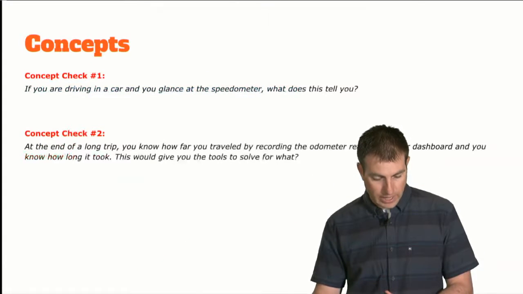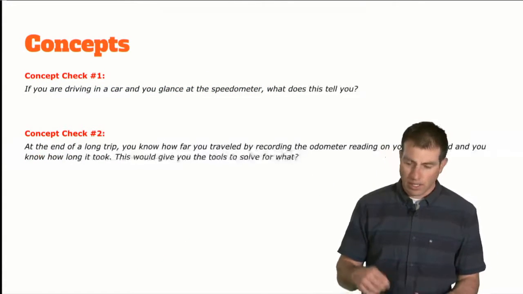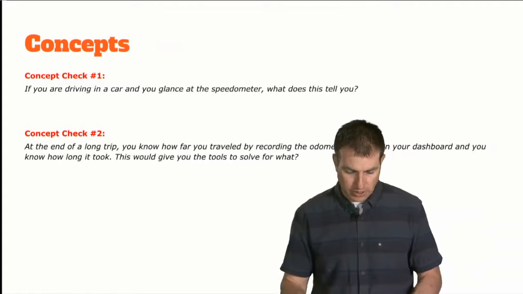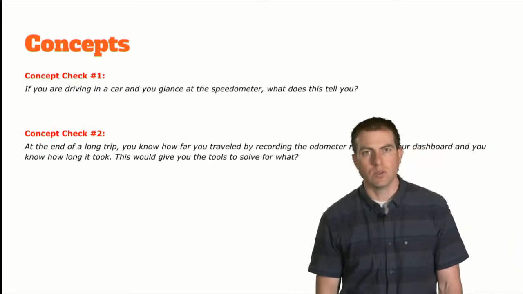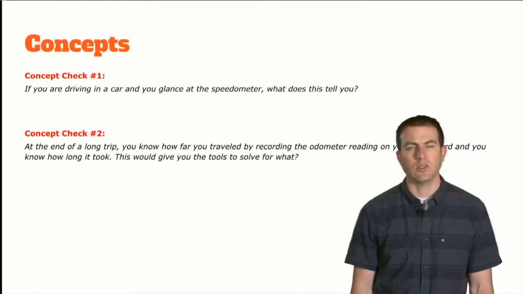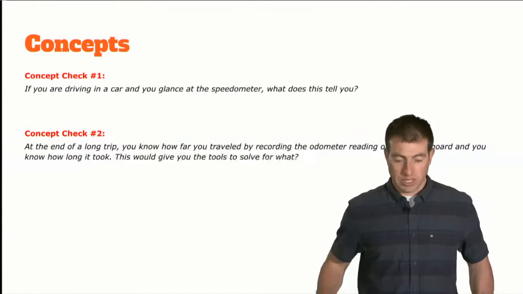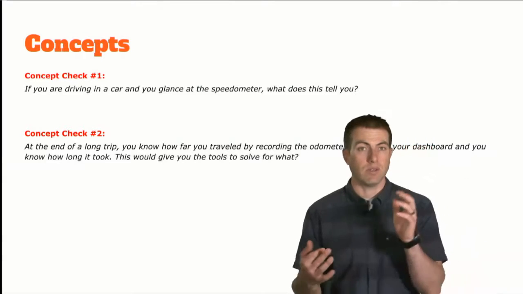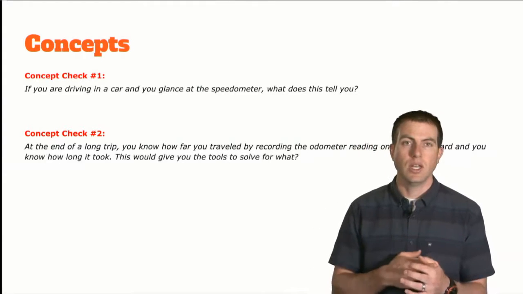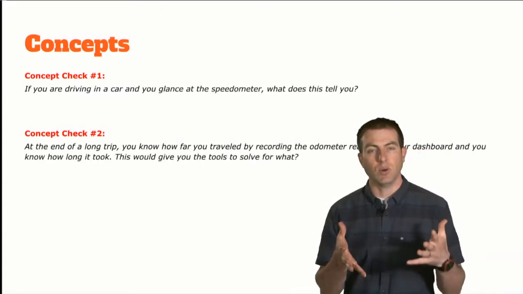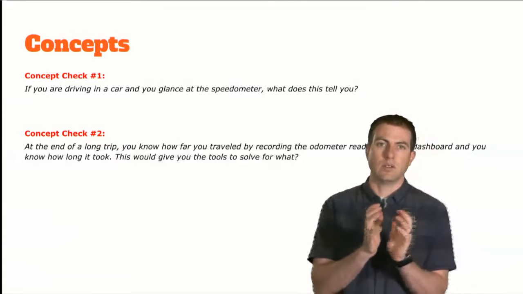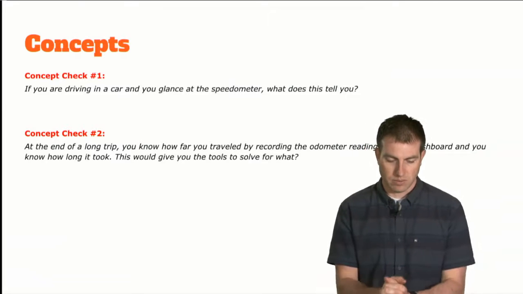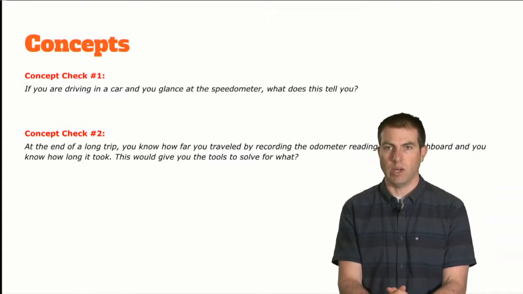So we did that. Concept check, just thinking. I'm not going to do any calculations here. If you're driving in a car and you glance at the speedometer, what does this tell you? So what is the speedometer actually telling you? Is it talking about a distance, a time, a speed, a velocity, a displacement, a position? Which one of all of our fancy vocab terms is the speedometer telling you? It kind of gives it away right in the name.